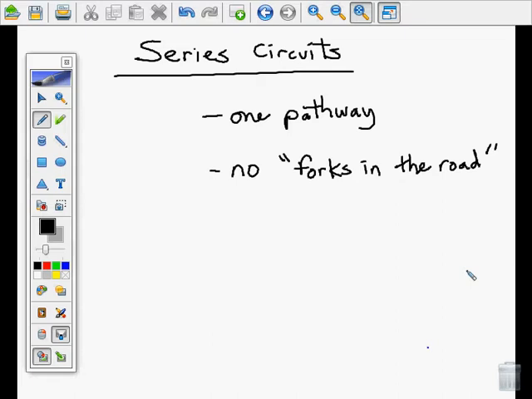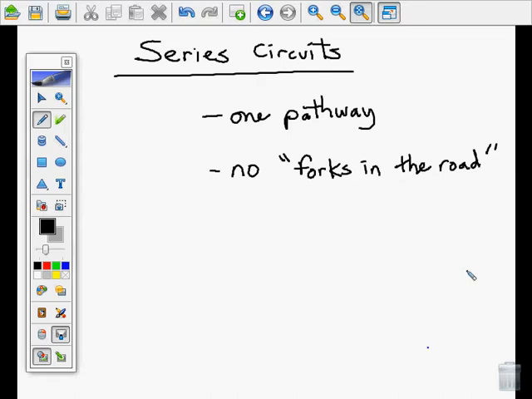Yesterday we did a simple human circuit with one light bulb. Today we're going to look at a series circuit where there's two light bulbs, and tomorrow we'll look at a parallel circuit with the two light bulbs.